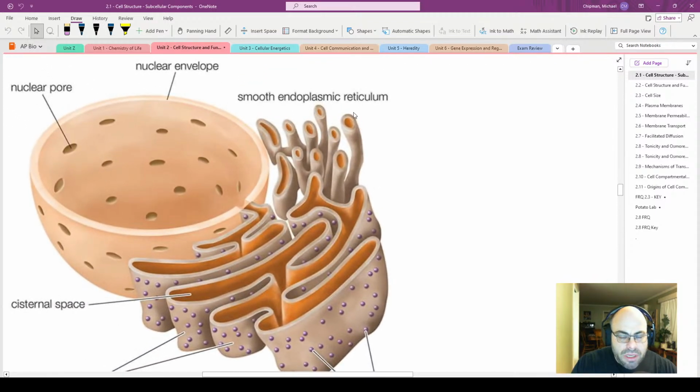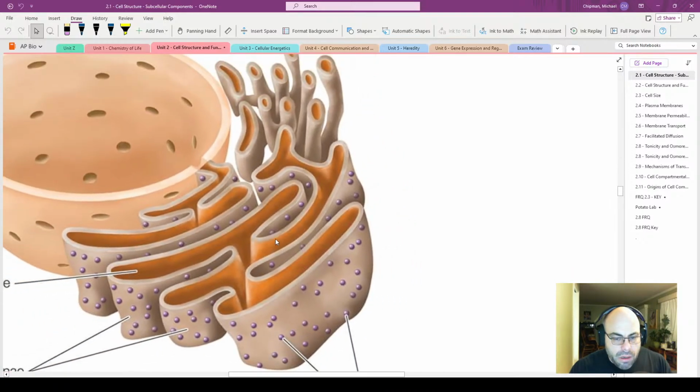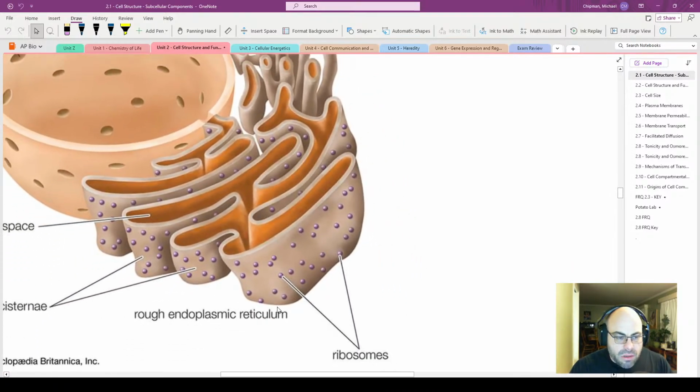There's smooth ER. A lot of functions for smooth ER, but I want to say that the course description actually explicitly states that you don't need to know all the functions of specialized smooth ER. If you know this is where membrane lipids are made and detoxification, smooth ER is good. And rough ER is where ribosomes are going to be. And so if ribosomes are there, what is the rough ER going to be associated with? Proteins, right? Associated with proteins.